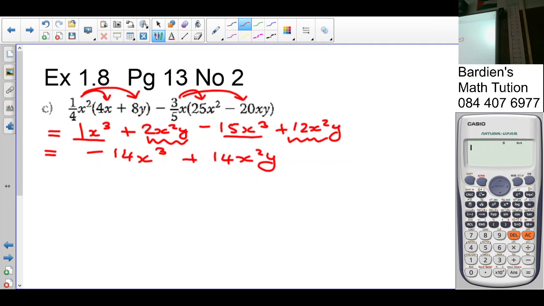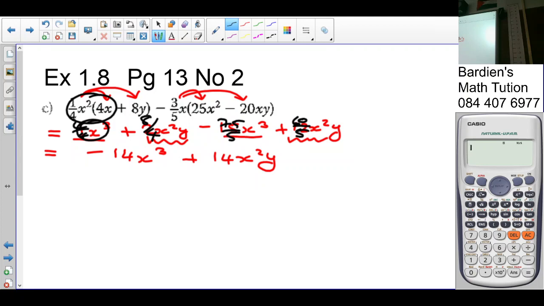You said 4 over 4 here. So 4 over 4 is 1. So the next one you got 8 over 4. Then the next one you got 75 over 5. And then you got 60 over 5. Did you still add the like terms?